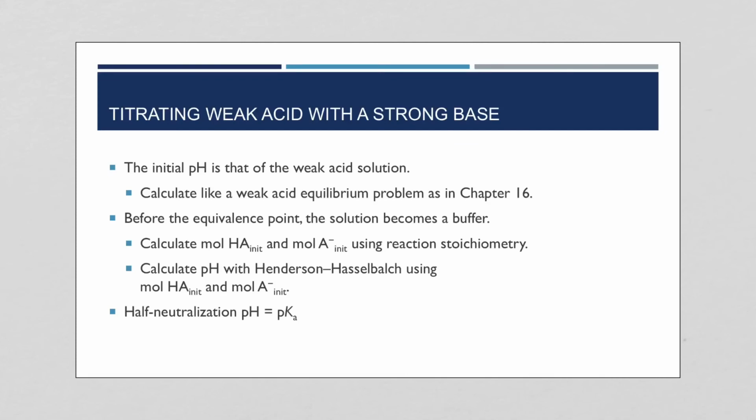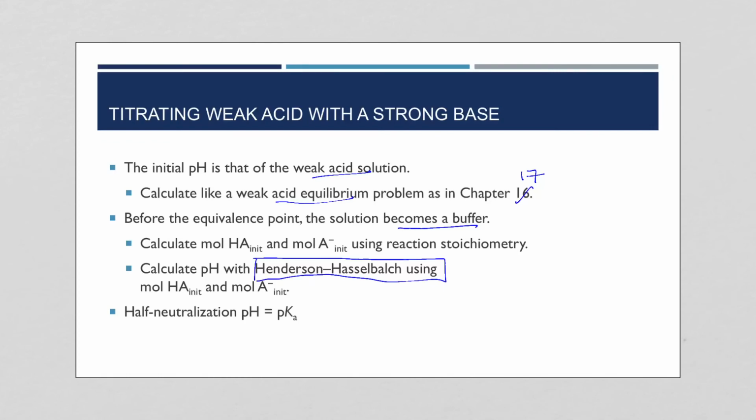So how do we deal with these? Well, to calculate the initial pH, we're going to do an equilibrium problem, because it's based on the weak acid. So we're going to calculate a weak acid equilibrium like we saw in chapter 17. Now, leading up to the equivalence point, we're going to calculate it like we would calculate the pH of a buffer, and again, we'll get to that. And we're going to use something called the Henderson-Hasselbalch equation.